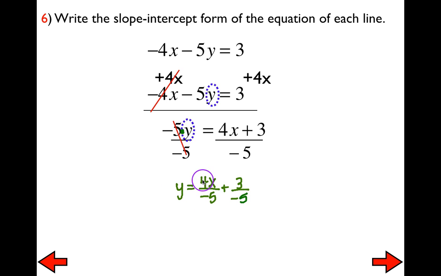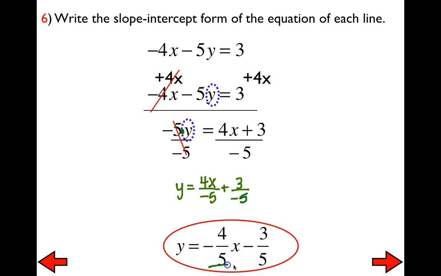So here, positive 4 divided by negative 5 would be negative. So that's going to be a negative 4/5 x. And a positive times a negative would be a negative, and that's how we end up with negative 3/5. So here, negative 4/5 is my slope, and negative 3/5 is my y-intercept. And there you have it.